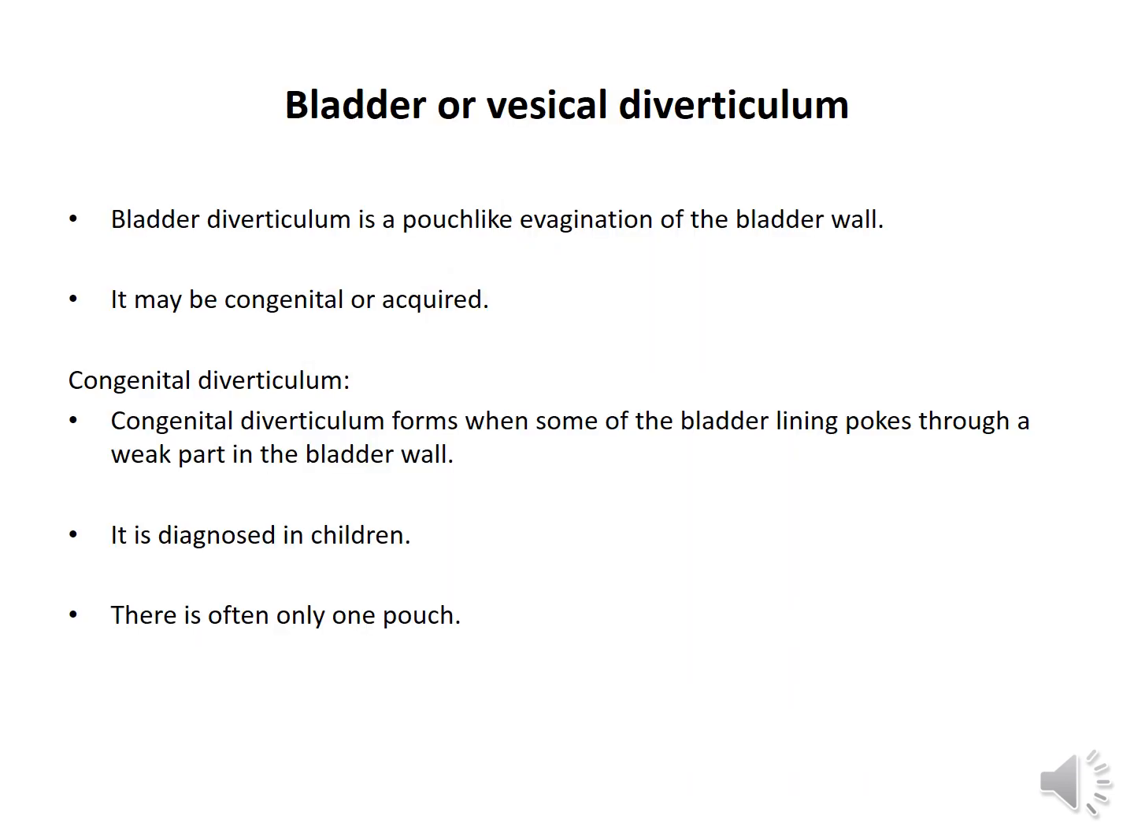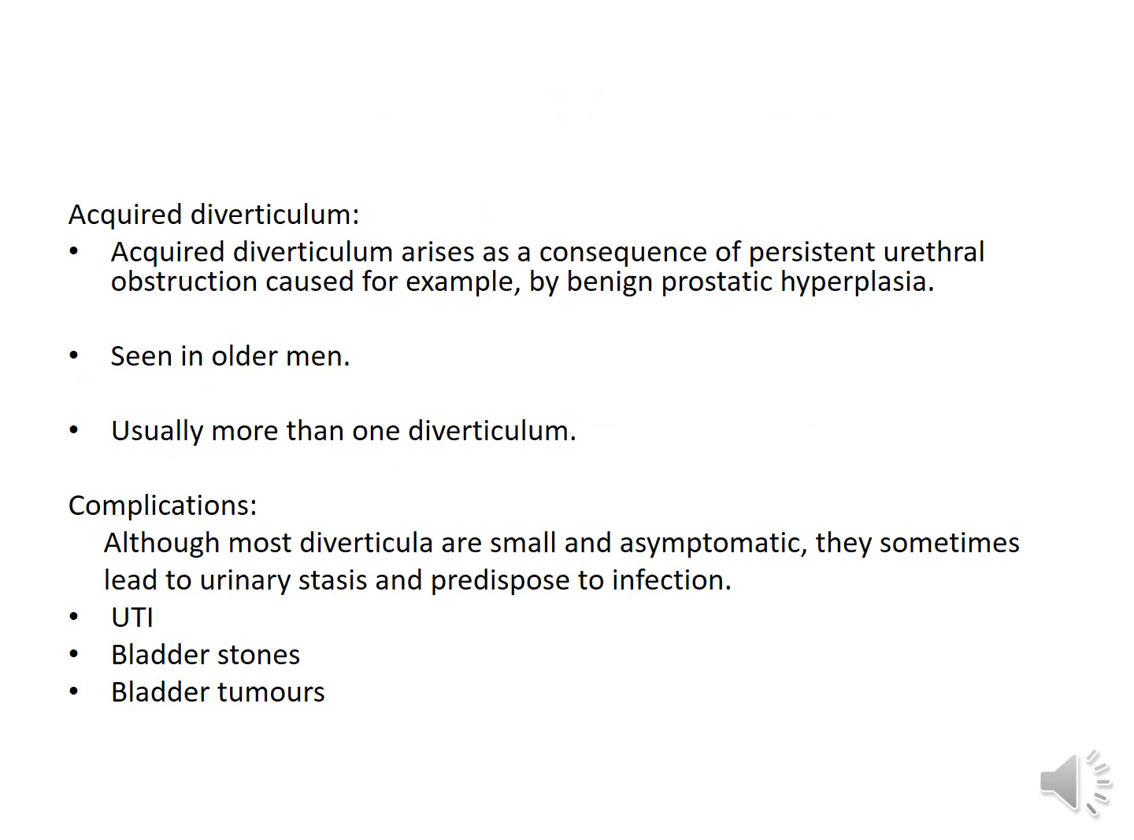Next we have bladder or vesical diverticulum. Bladder diverticulum is a pouch-like evagination of the bladder wall. It may be congenital or it can be acquired. In congenital diverticulum, this will form when some of the bladder lining pokes through a weak part in the bladder wall. It is diagnosed in children and there is often only one.